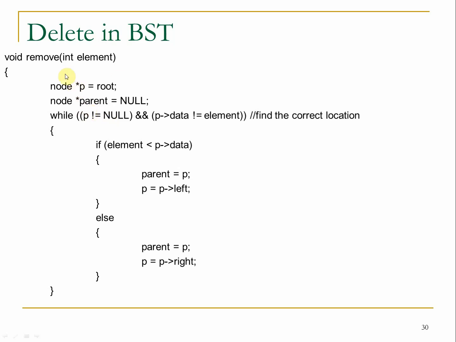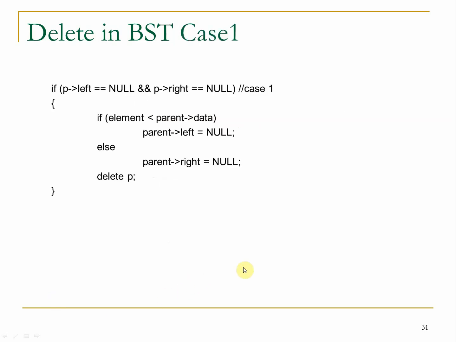And therefore, you can see that to do the deletion, we need to have p equal to the root, parent equal to null. While p is not equal to null and p's data is not the element, then we will keep tracking, go to the left side or go to the right side. While we move, we will still keep the parent, remembering the parent of the next node. So we would need to do the same operation as the insert until we find it.